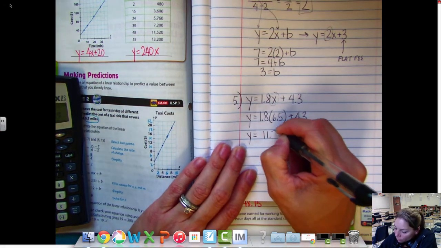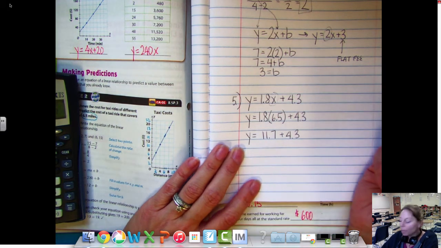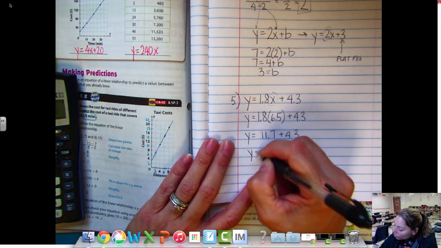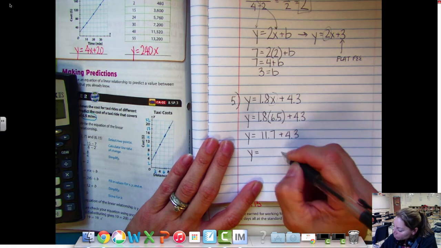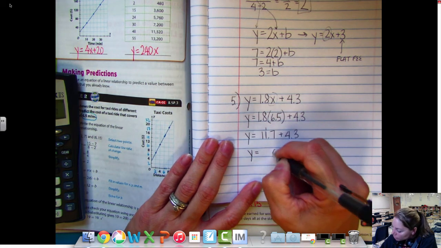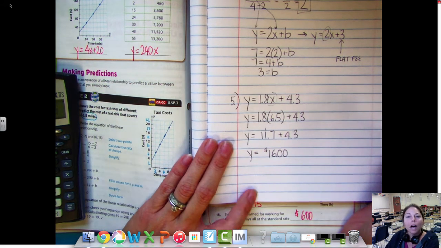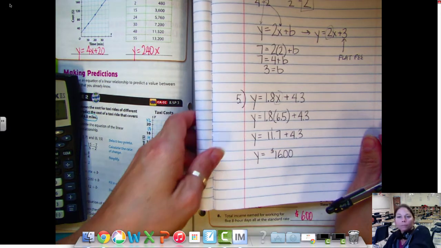It's 11.7, and I'm going to add 4.3 to that. So that should be something I can do on my own without the calculator. And I end up with y equaling 7 plus 3 is 10, carry the 1, 4 plus 1 is 5 plus 1 is 6, and then 1. So this represents $16 that I would pay.